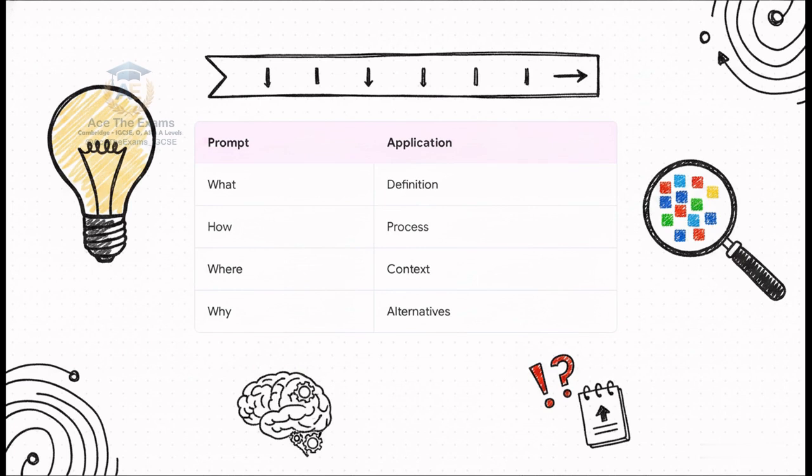Prompt 3. Where is it used? You answer, high resolution is used in print media or medical imaging where detail is critical, while lower resolution is used for web thumbnails to save bandwidth. Context anchored.